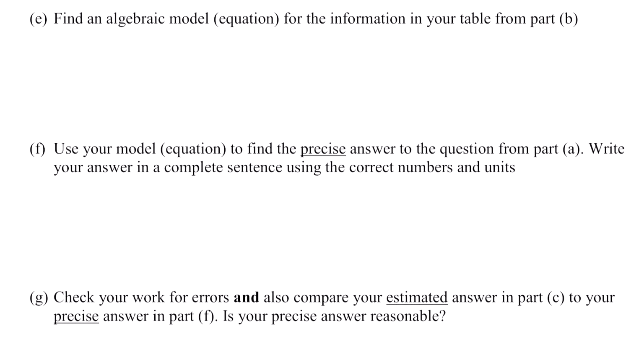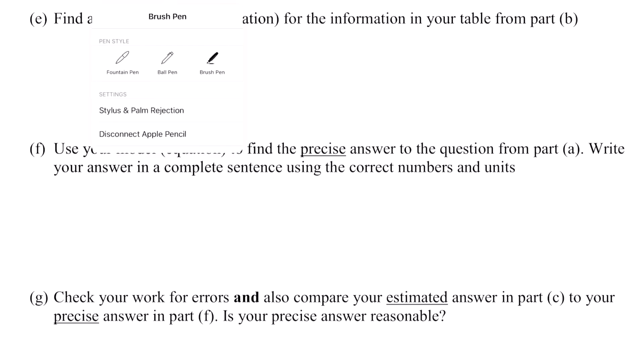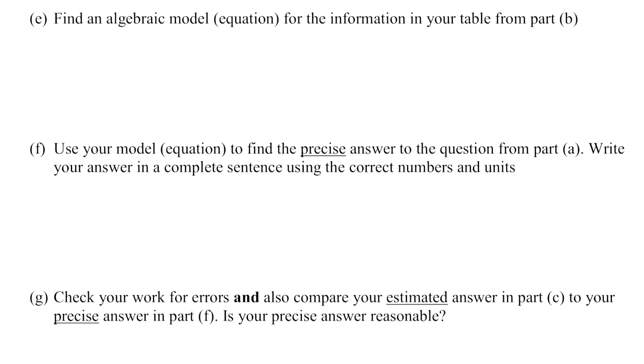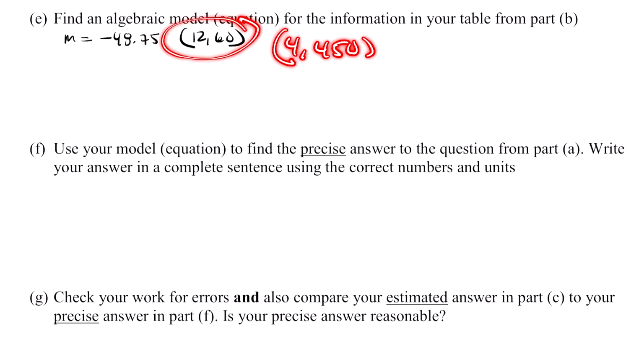Part E, let's find an algebraic model for our equation using the information in our table from part B. So we already have the slope, so I don't necessarily agree with these instructions. We don't actually have to use our table from part B very much. All we really need is the slope, which we know is negative 48.75. And we also need a point, and I decided to choose the point (12, 60). You could have chosen any point from the table. But I liked that this had no decimals, and it was also smaller values than 4 and 450. So I wanted to make my arithmetic really easy.